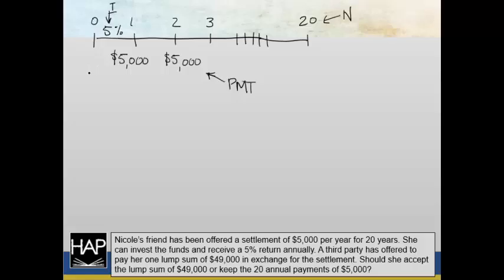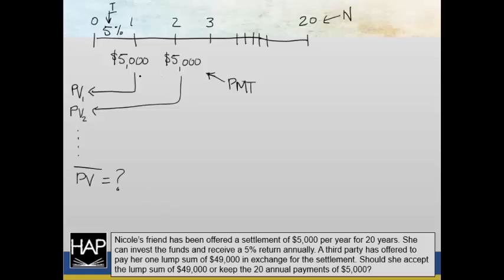The question is whether the present value of all of these annuity payments is more or less than the $49,000 that my friend has been offered by the third party who wants to buy her settlement off of her. In order to do this, we have to take the $5,000 payments and get the present value of each one based on the 5% annual return and get all of them to find out what the total present value of all of these payments is.